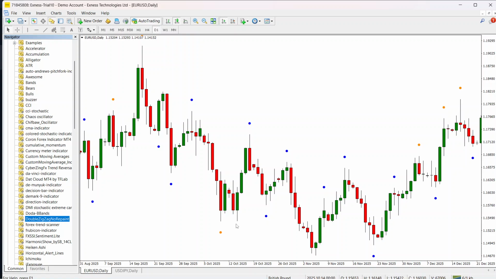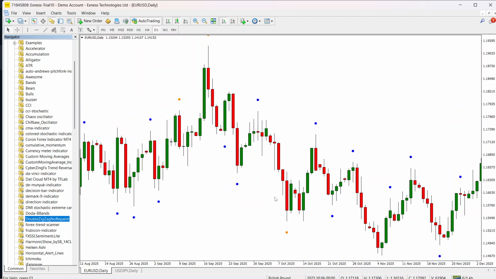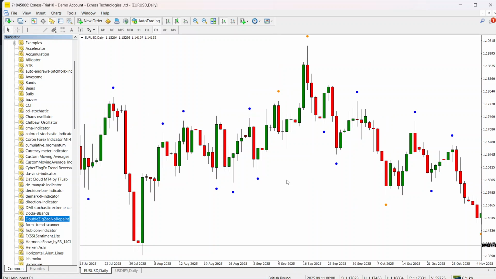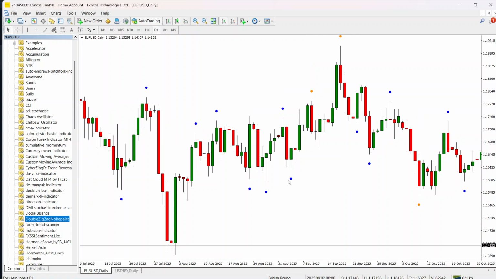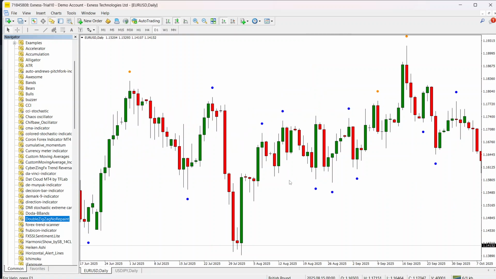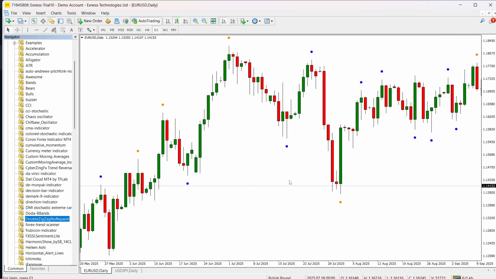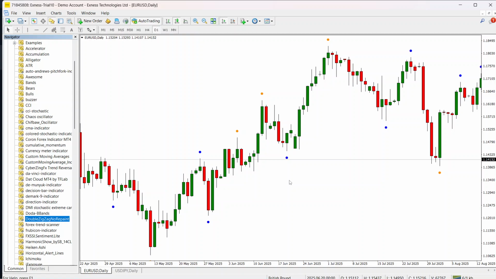The key advantage is that these dots are non-repainting, as in the name, meaning once a bar closes and a dot is placed, it stays there permanently. This gives you a reliable map of market structure, showing swing highs and swing lows.